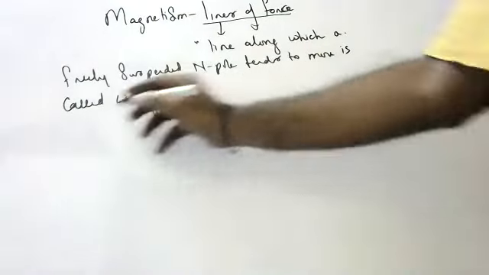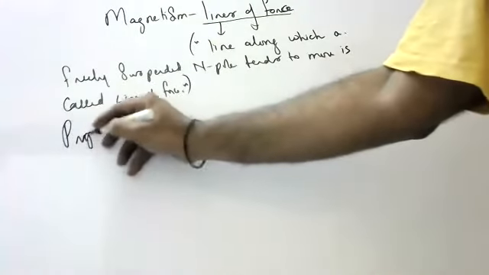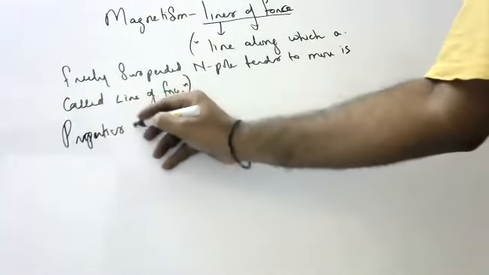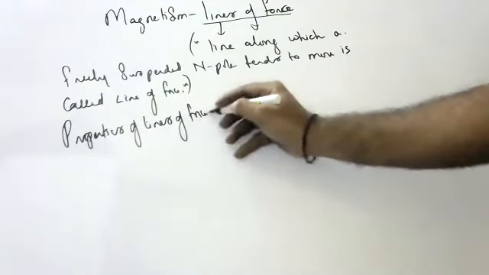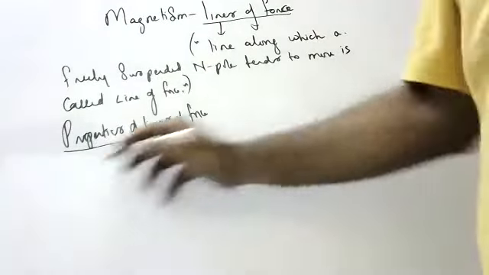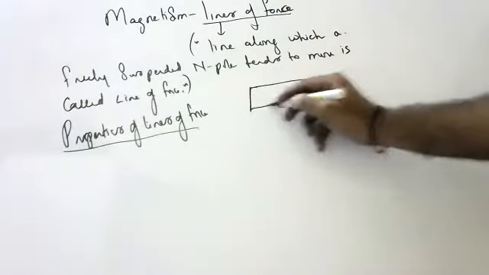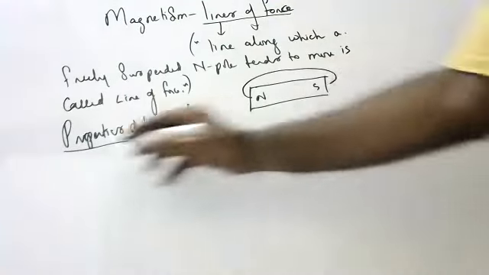So children, there are certain properties. Children, the definition is 1 mark. And what are the properties of lines of force? Very, very important question. What are the properties of lines of force? First property. Children, if you take a magnet, outside they move from north to south. First property.